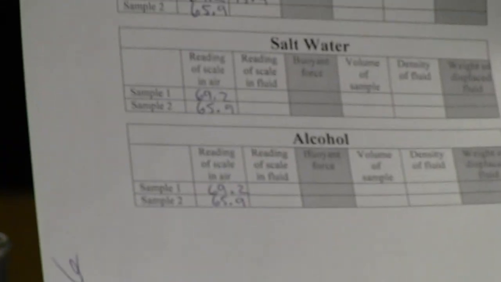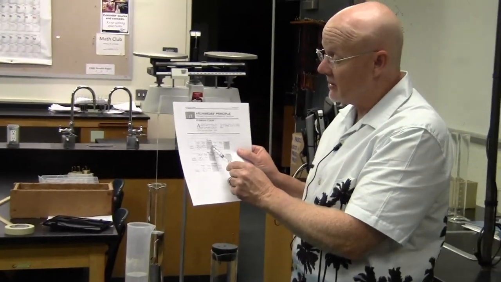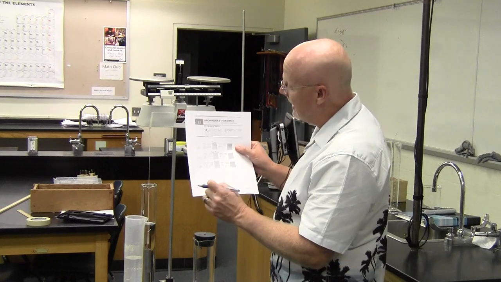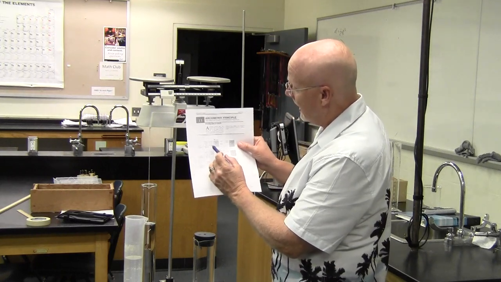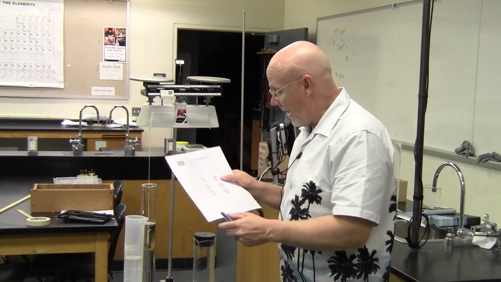Now, let me not do the math. I'm going to leave this for you. But if you subtract these two, this is the buoyant force. Remember, we said the reading on the scale is how much this is pulling up. And the reason it reads less is because of the water, compared to what it was reading before. And so the difference between what it read before and what it's reading now is the buoyant force. So you need to subtract these two in order to find out that buoyant force. So I'll let you do that.